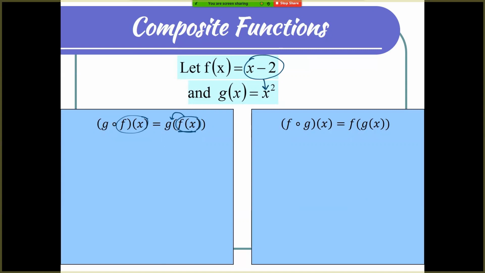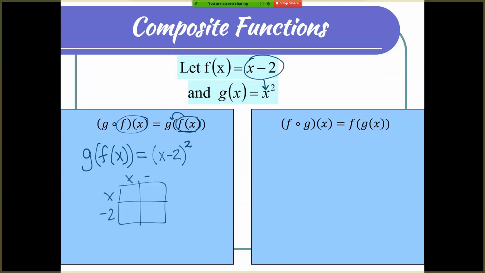So really I have g of f of x equals, and instead of x squared, I'm taking that x out and replacing it with f of x, which is x minus 2, and then the squared comes down. Well, to simplify this, x minus 2 squared means I have to take x minus 2 times x minus 2. So this is going to equal x squared minus 4x plus 4.